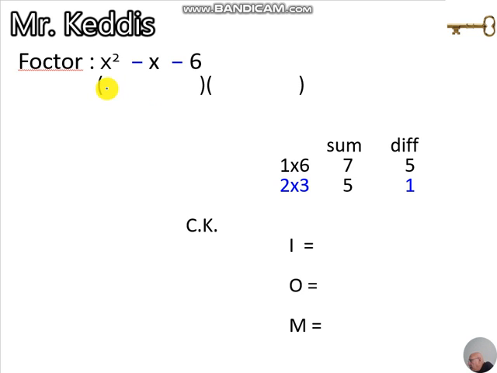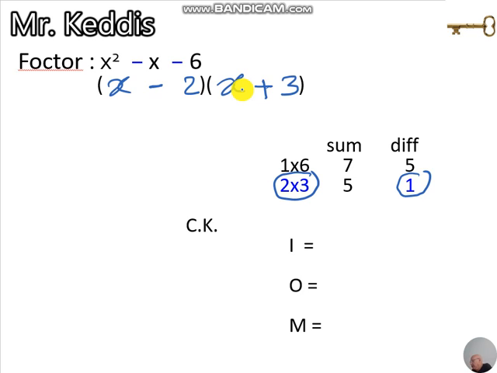To factor this trinomial, x and x. The sign of the last term is negative, so I have to look under the difference. Where is the difference 1? This means 1x. Where is it here? The difference is 1, so I have to pick 2 and 3. Because the sign of the last term is negative, I have to have different signs here. One is negative and one is positive.